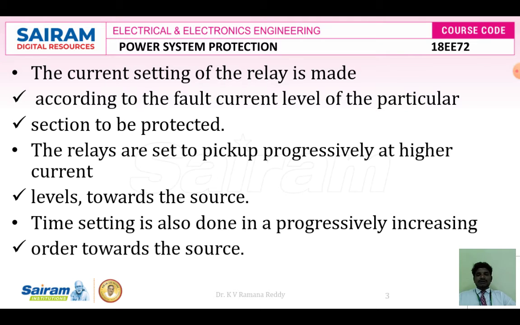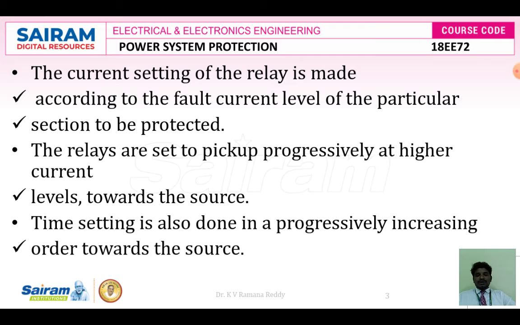The relays are set to pick up progressively at higher current. So the preset value at the relay located beyond C, the relay between C and B, and the relay between B and A is different, and it is adjusted based upon the current setting value. The pickup value is progressively higher, so the relay between B and A has a higher value compared to C and B and beyond C. Therefore, time setting is also done in a progressively increasing order towards the source.